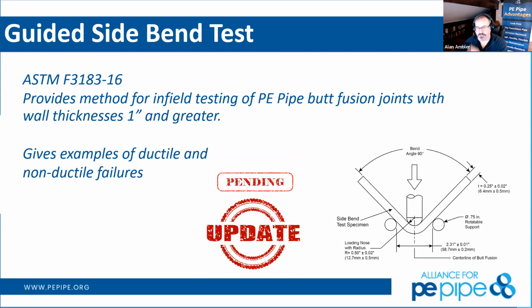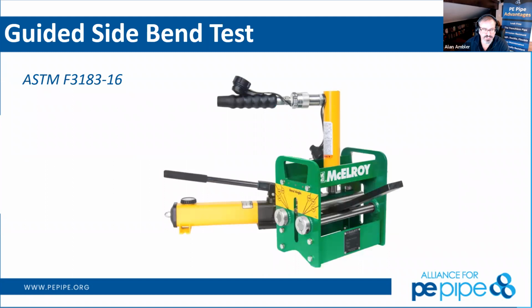F3183-16 here. As you can see, what we're doing is we're cutting a piece of this pipe out. We're making sure that it represents exactly how we fused that pipe to begin with. They're not going to do anything different. And then we want to go through this process and bend it to see whether or not it's actually going to pass that test.